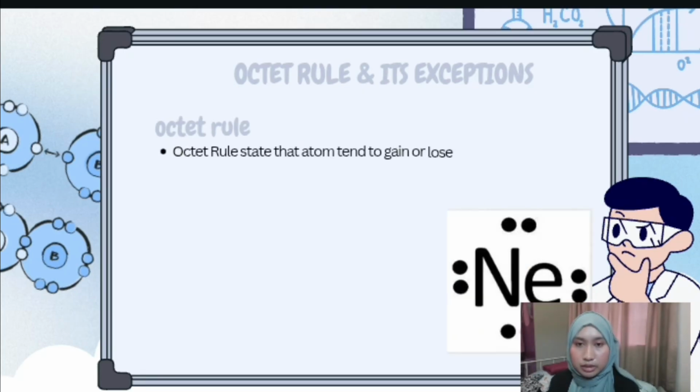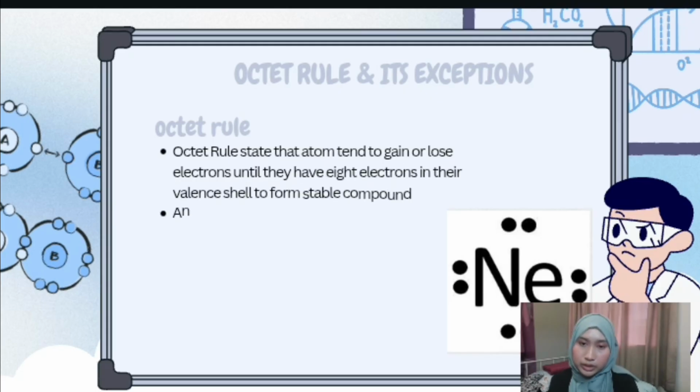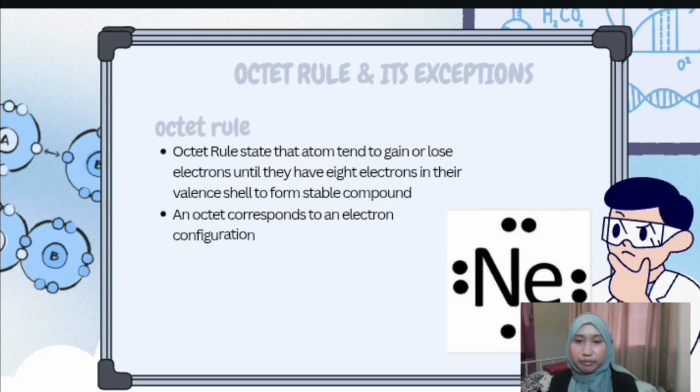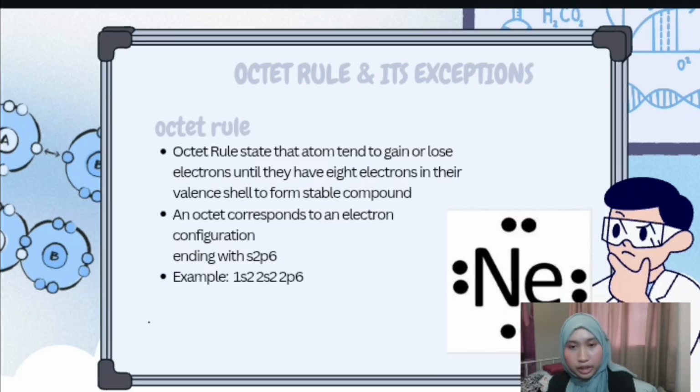So, the octet rule and its exceptions. The octet rule states that atoms tend to gain or lose electrons until they have 8 electrons in their valence shell to form a stable compound, which is to reach the octet number, 8. An octet corresponds to an electron configuration ending with s2p6, because if we add 6 plus 2, we get 8. For example, 1s2, 2s2, and 2p6. We take the 6 plus 2. When we add the numbers, we get 8, which means the atom has reached the octet rule.